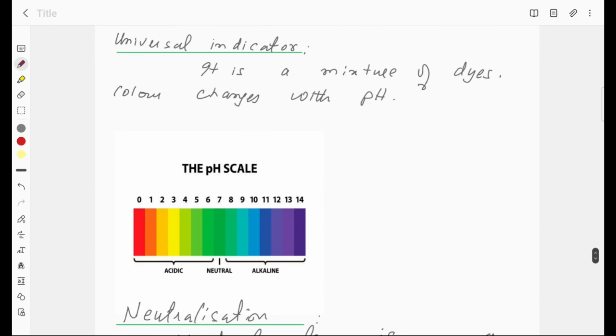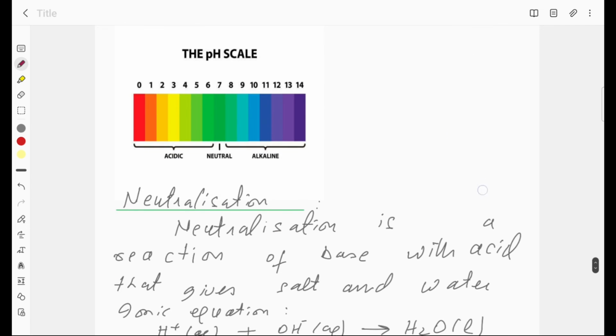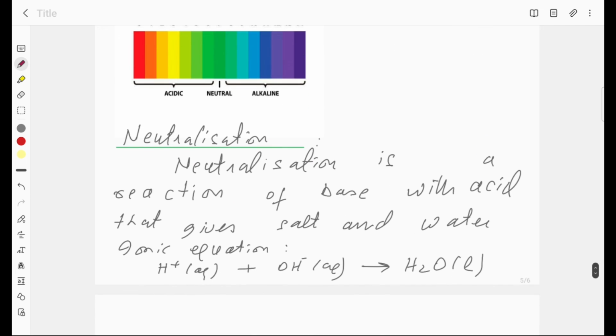Another important indicator is universal indicator. It's a mixture of dyes which give you a wide range of colors. The chart is given to you. In this chart, you can decide the pH of the solution more accurately. Neutralization is a reaction of a base with an acid that gives salt and water. You have to learn this ionic equation for any acid reacting with alkali to give you water.